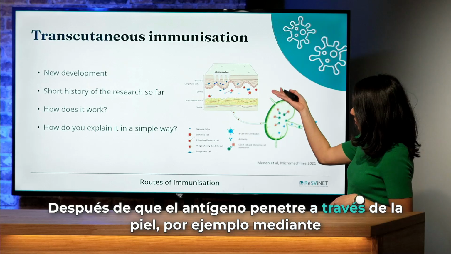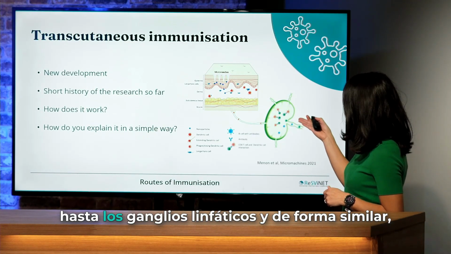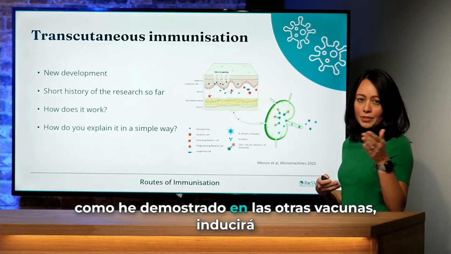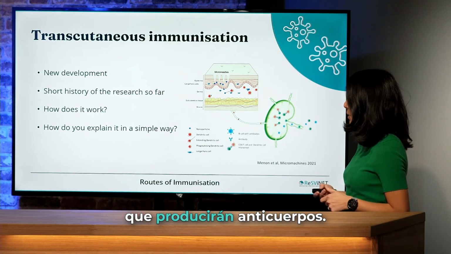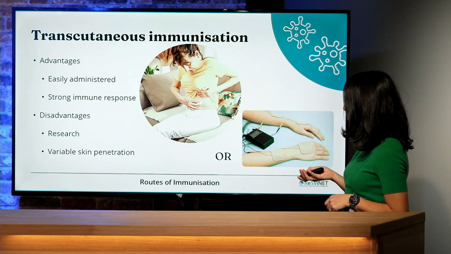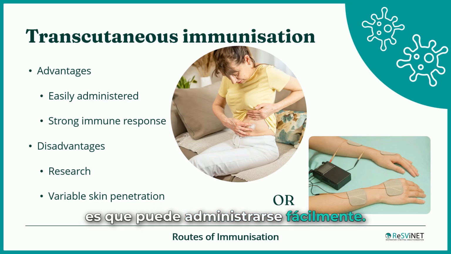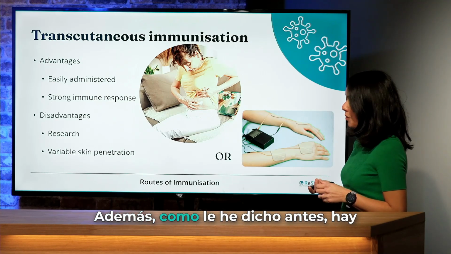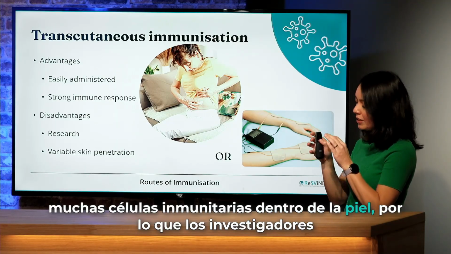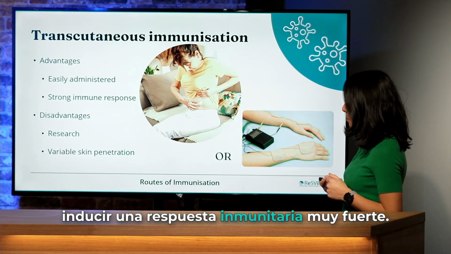After the antigen enters through the skin, through, for instance, a microneedle patch, it will make its way to the lymph nodes, and in a similar way as I've shown in the other vaccines, will induce an immune response, generating T cells and B cells, which will make antibodies. A very important advantage of this method is that it can be easily administered. Some studies have even shown that in certain cases a patient can administer the vaccine themselves. Also, as I told you before, there are many immune cells inside the skin, so researchers have shown that it might be capable of inducing a very strong immune response.